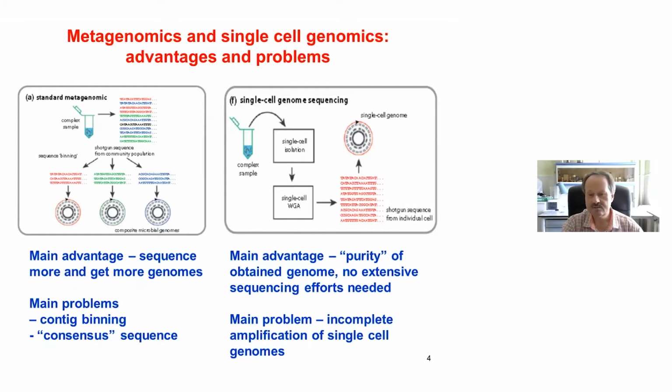You can sequence as many as you like, but you will not get it. Usually single-cell genomes are incomplete. Only rarely can you get more than 70% completeness. Usually such genomes are 10 to 50% complete, rarely more. But you can sequence many single cells to compensate for these problems.